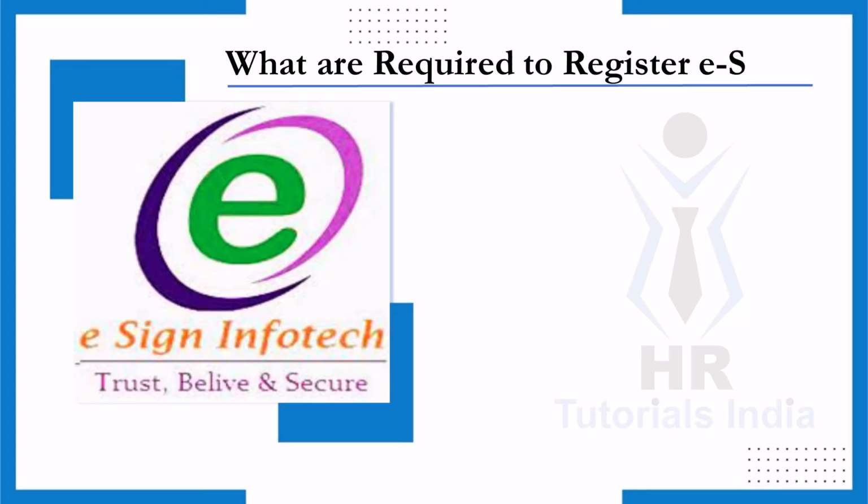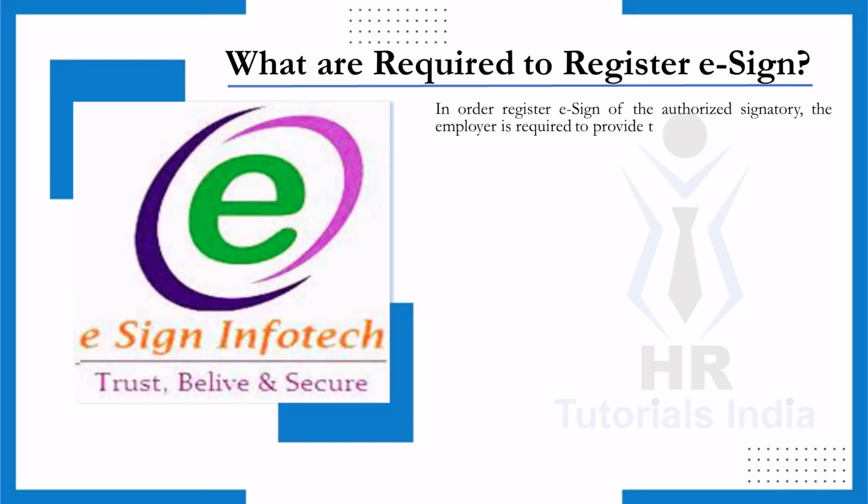What is required to register eSign? So let us understand what all the details are which are required to register eSign in EPF portal. In order to register eSign of the authorized signatory, the employer is required to provide the following details: name as per Aadhaar, designation, gender, date of birth as per Aadhaar. So these are the 4 details which are required for registering eSign on EPF portal.